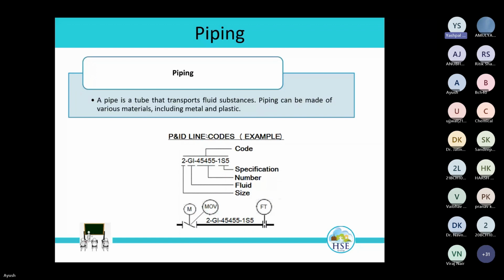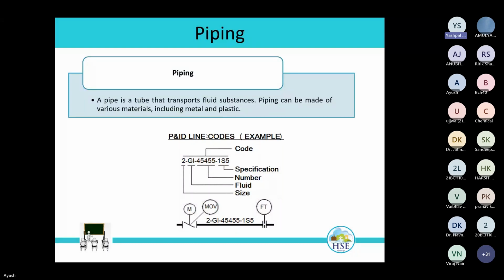Then the line pipe number. Here it is 45455. Through this number you can list out all your piping, so you will have the details of all the piping in your plant. The number is second from the right. Third from the right is the fluid, GI. So fluid can be like methanol, toluene.